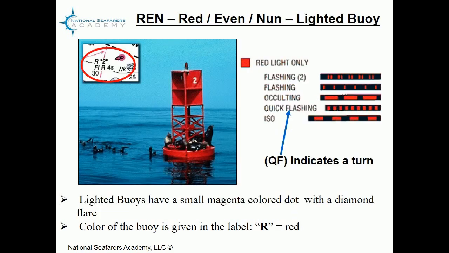Lighted red buoys are red in color, even numbered, and are nun-shaped, and have a red light on top. On a nautical chart, lighted buoys have a small magenta-colored dot with a red diamond flare. The color of the buoy is given in the label, R equals red, and it is the number 2 buoy with a flashing red light, with a 4-second interval. The light characteristics can be a flashing group, flashing, occulting, quick flashing, or isophase. Sometimes there is a meaning to the light characteristic, such as a quick flashing light, which indicates a turn in the channel.